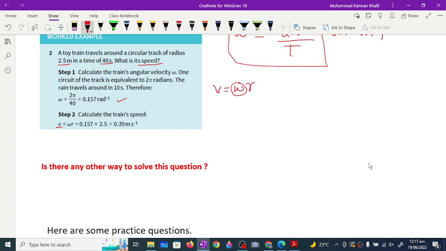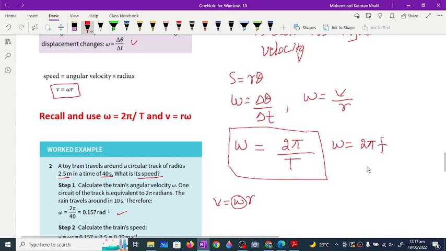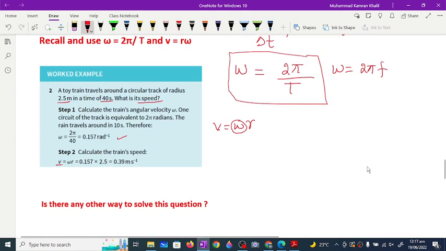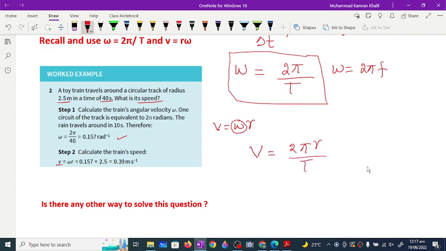What do you think? Is there any other way to solve this question? Can we solve the value of v directly? Now v is velocity. Velocity is the circumference for one complete rotation, so 2 pi r divided by time. So yes, there is another solution for this question which we can do directly.